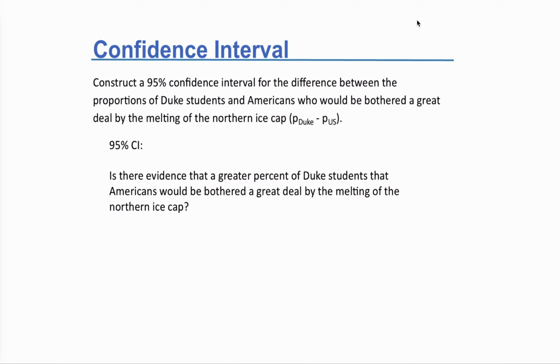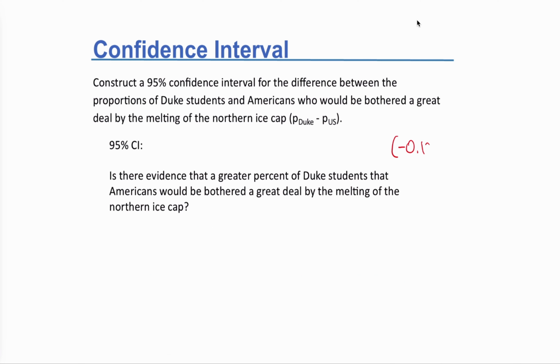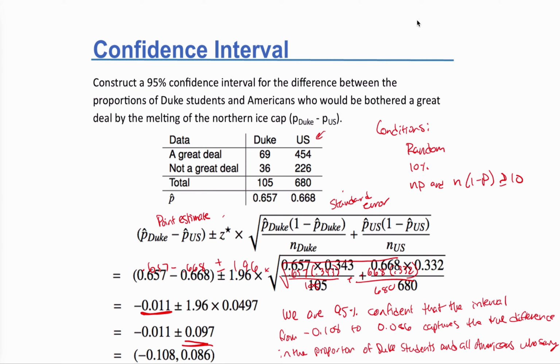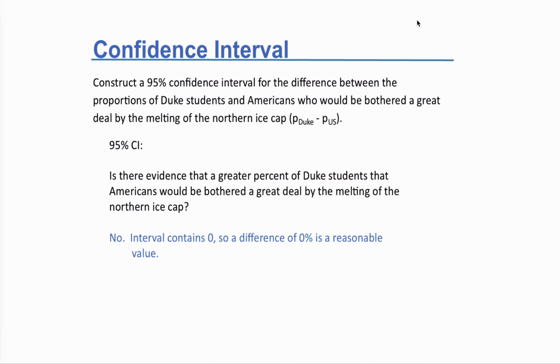Is there evidence that a greater percentage of Duke students than Americans would be bothered a great deal by the melting northern ice cap? Right, remember our interval was negative 0.108 to positive 0.086. So can we say that there's a difference? No, because 0 is in the interval. It is reasonable that the difference could be 0. So no, we cannot say that there is a difference at the 95% confidence level.